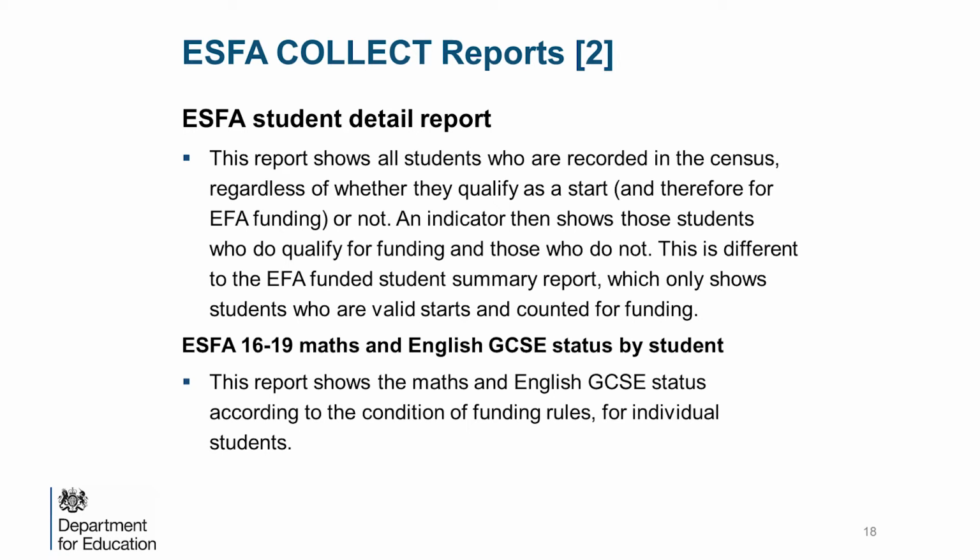Please note the categories and values shown in the reports are indicative and will not necessarily directly match those in your 16 to 19 allocation. Guidance regarding these reports can be found on the school census page on the gov.uk website.